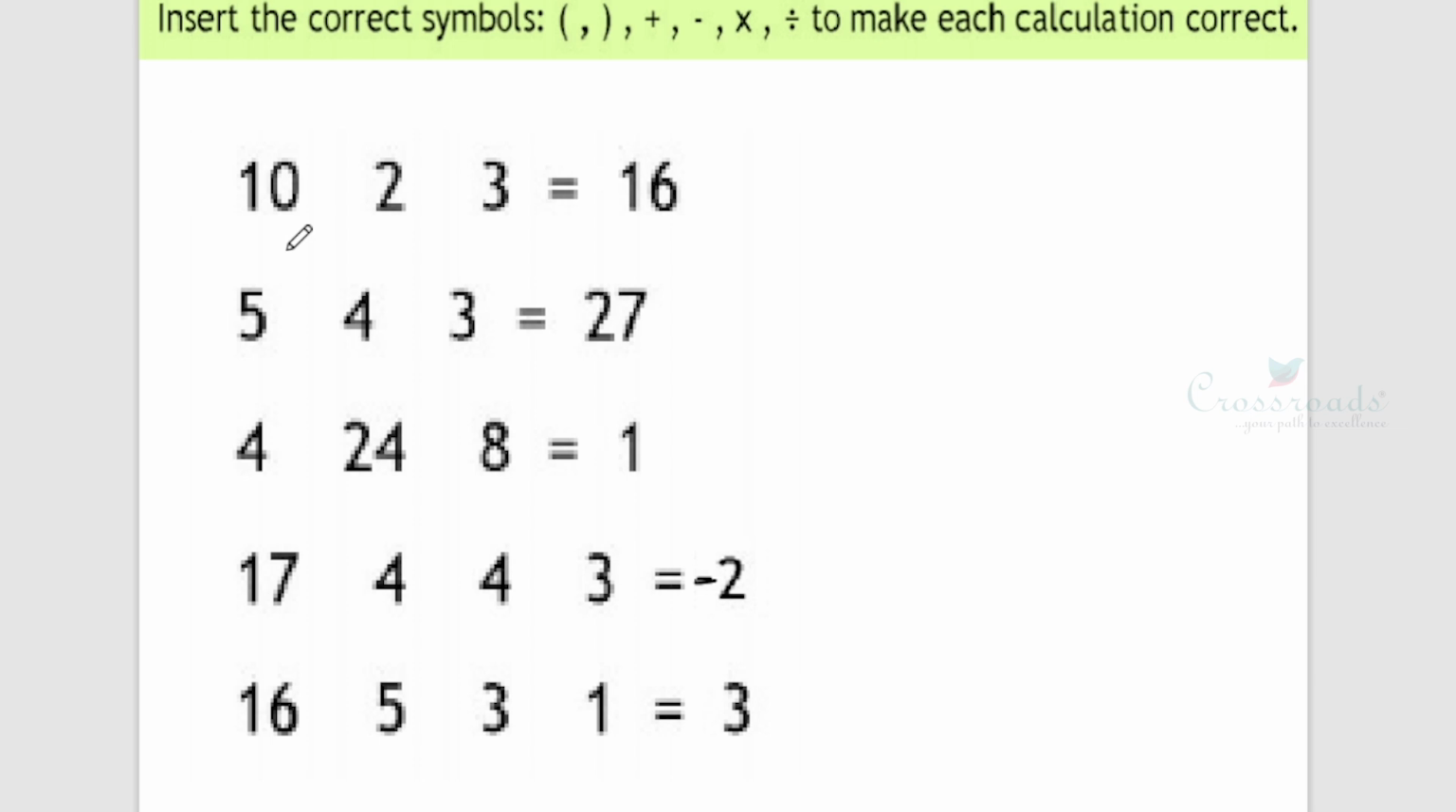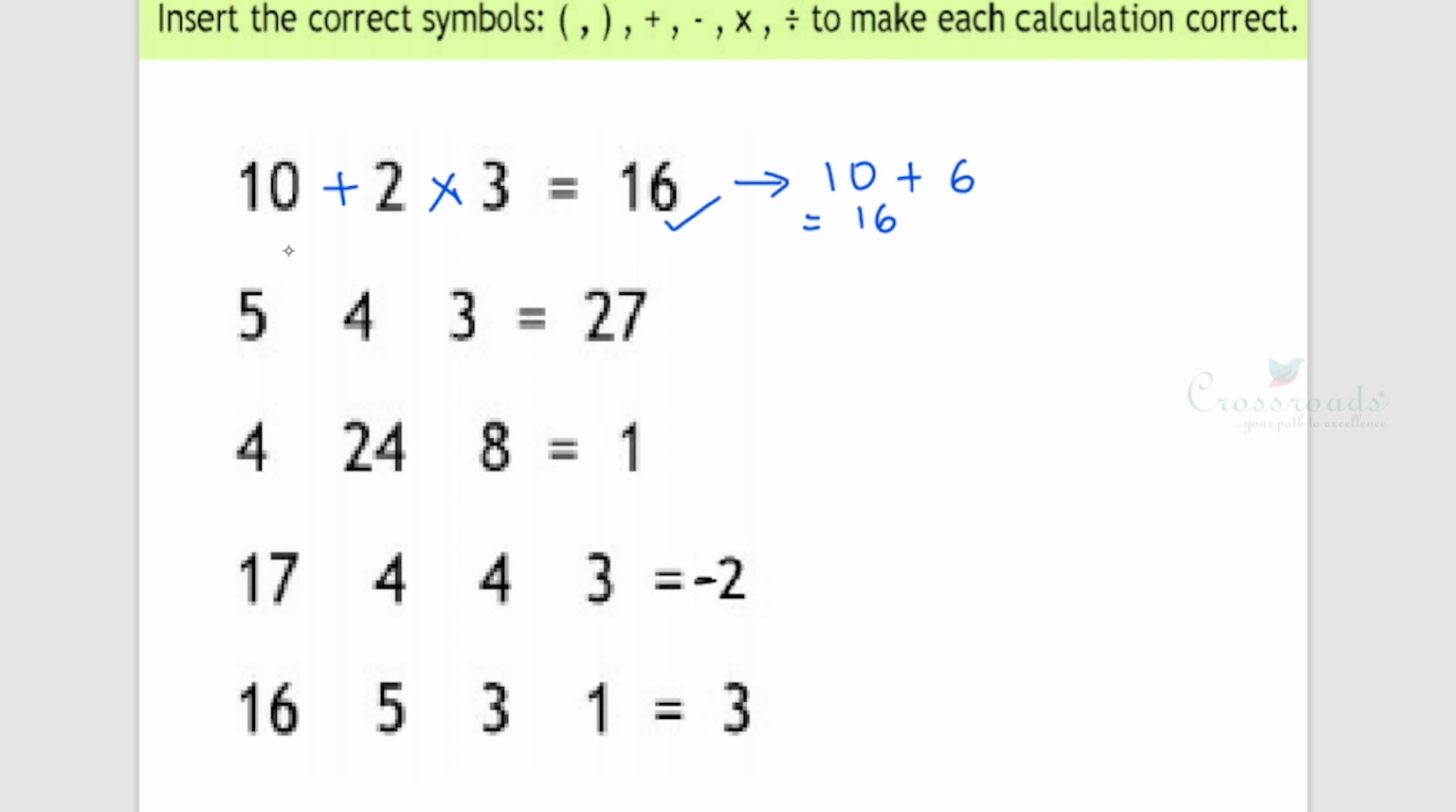The very first sum says 10, 2, 3 is equal to 16. Now to get 16, what operators have to go in over here? 10 plus 2 into 3. Why? Because first we're going to solve the multiplication part. 2 into 3 is 6. So it's going to become 10 plus 6. Answer becomes 16. We have got our answer.